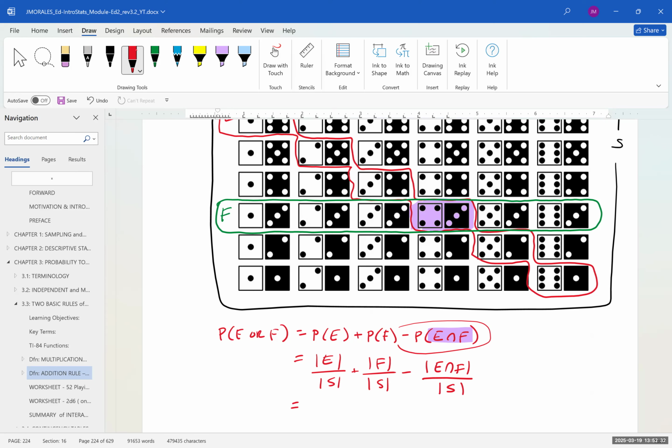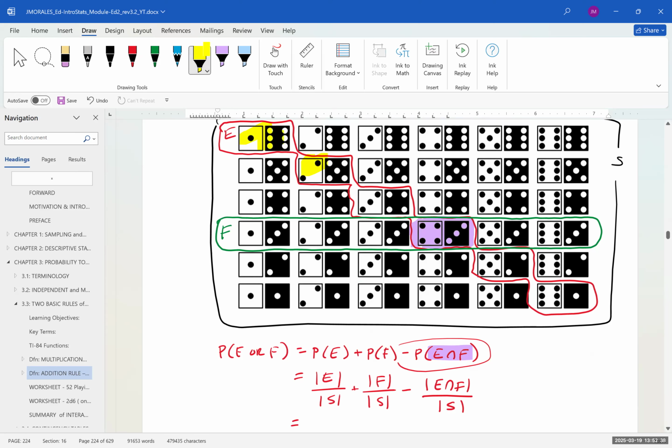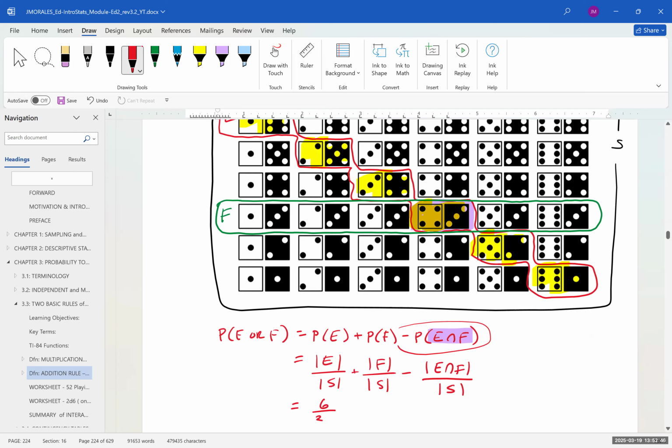All right, how many outcomes do we have in event E? We've got 1, 2, 3, 4, 5, 6. So we have 6 out of 36, plus how many do we have in event F? 1, 2, 3, 4, 5, 6. 6 out of 36, minus how many outcomes do we have in the intersection? 1. Out of how many? 36.